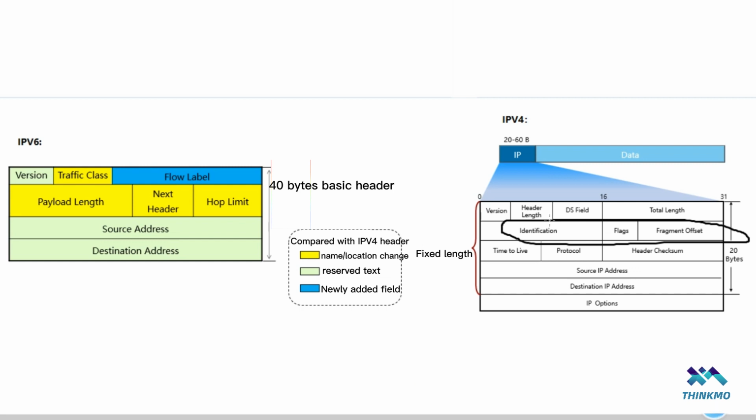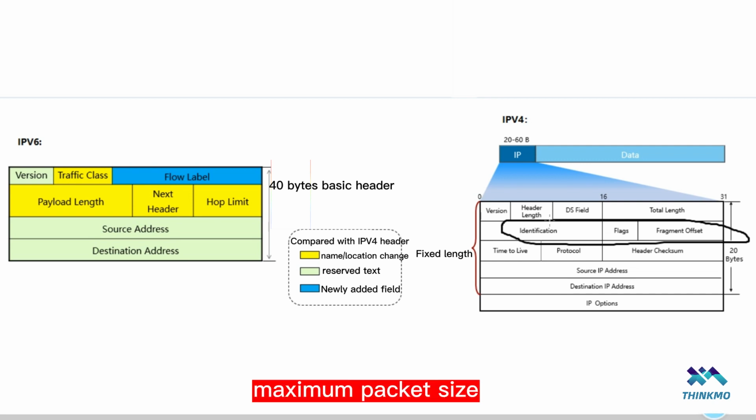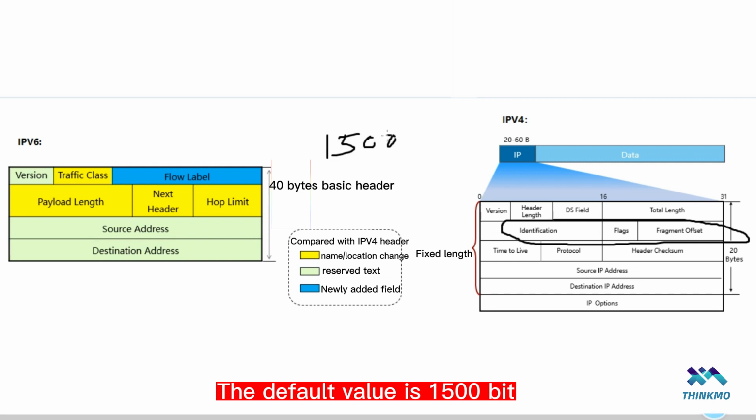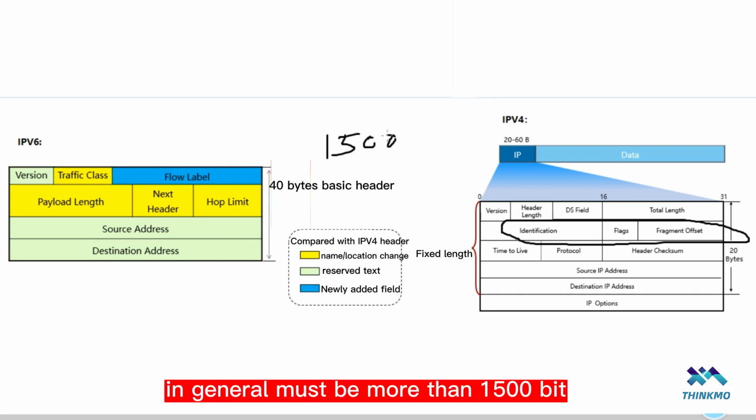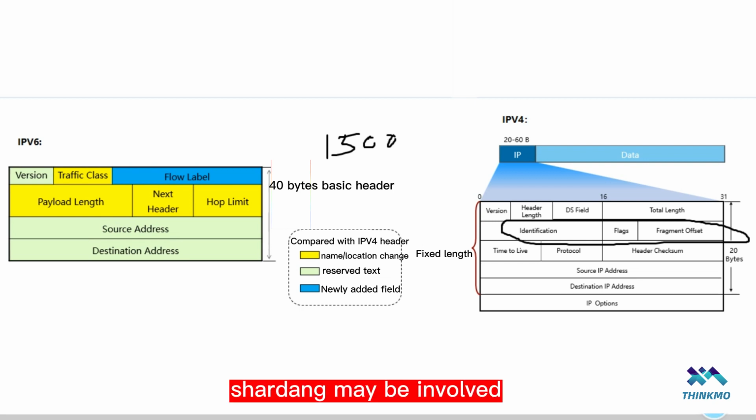On a link, the maximum packet size my device can send in one go, the default value is 1500 bytes. In general, data may be more than 1500 bytes, so when the data is sent, fragmentation may be involved.